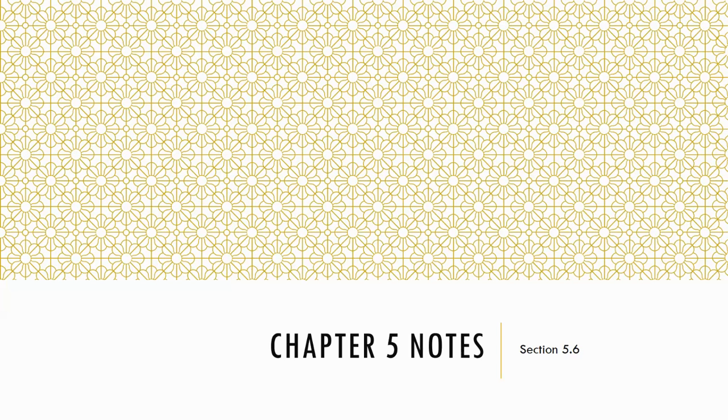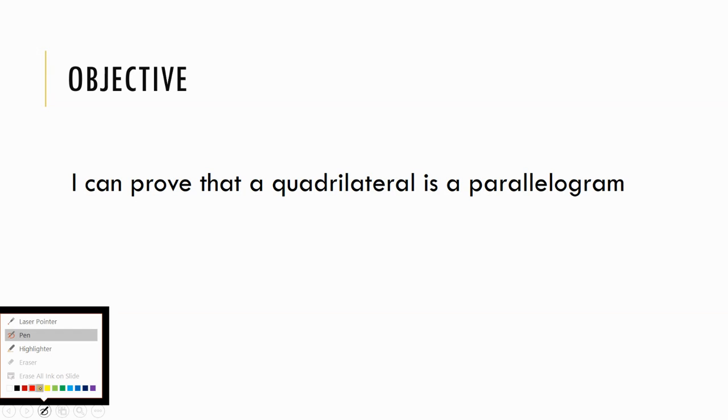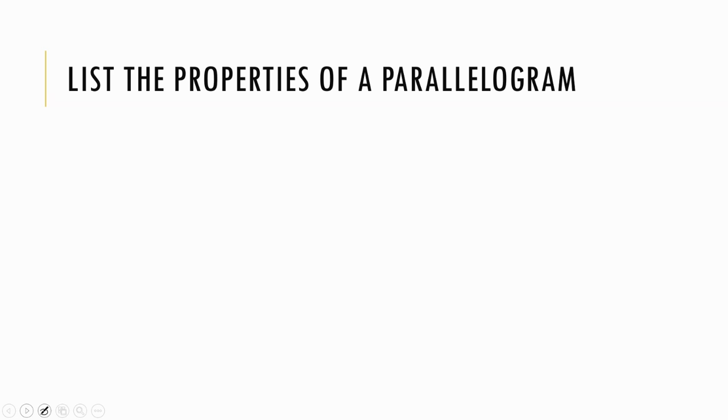Today we're going to look at section 5.6. This section is all about proving that a quadrilateral is a parallelogram.